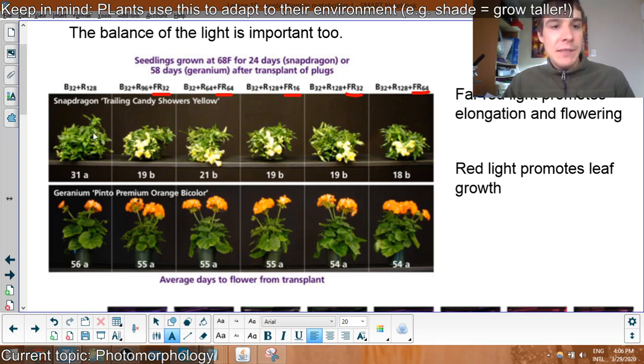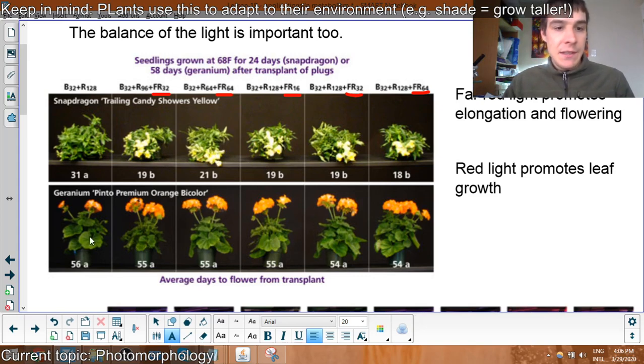Red light promotes leaf growth. So you see that red, this is 128 red, lots of leaf growth. 96 red, not as much leaf growth. 64 red, also really sad leaf growth. 128 though, pretty normal leaf growth.